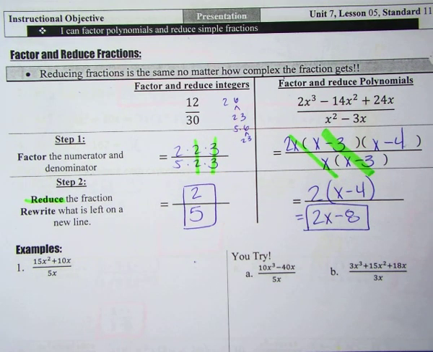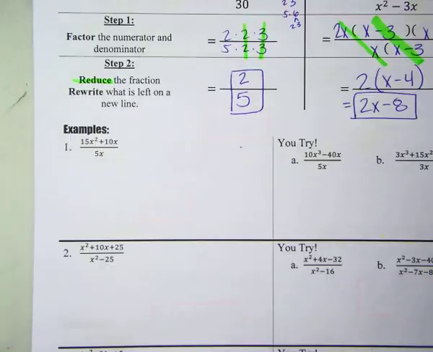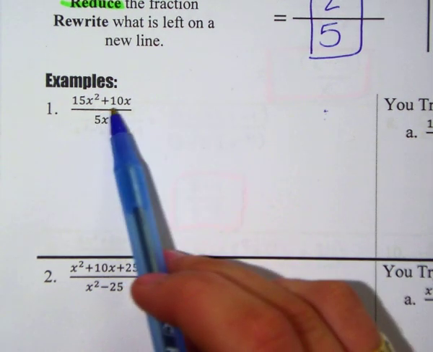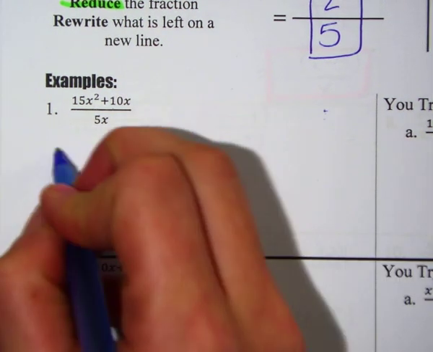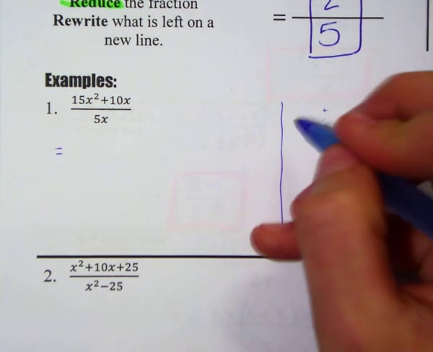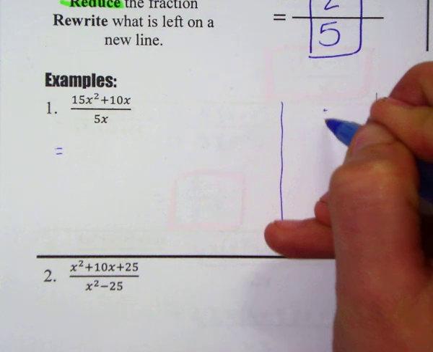Okay, so let's do a couple examples. Let me zoom in really quick on example number 1. Number 1 is the simplest that we'll get. So we have 15x squared plus 10x divided by 5x. Step 1 is to rewrite the numerator and denominator as its factors. So I'm going to come over here and do some scratch work.